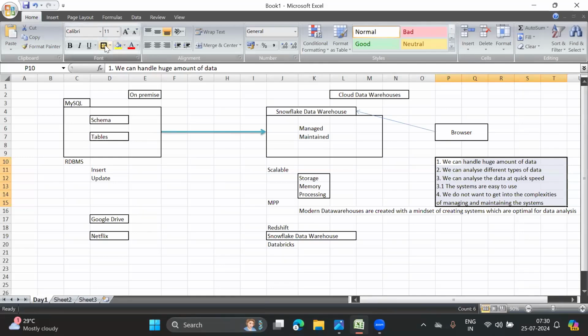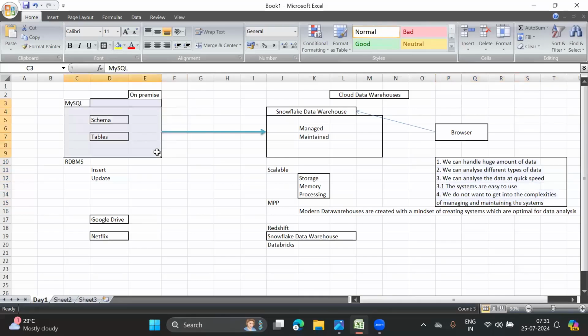So over here you can see that these are the main things why everyone wanted to move to the Snowflake data warehouse. There are multiple tools and systems out there in the market, but due to these things, we are moving to Snowflake. So now the companies were convinced that these systems are good for storing huge amounts of data and very good to analyze the data.